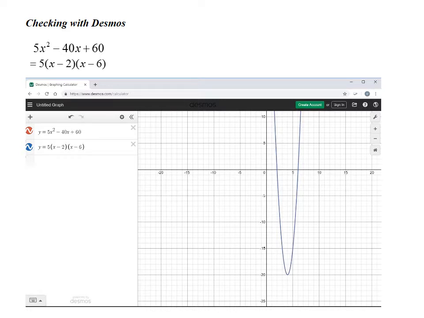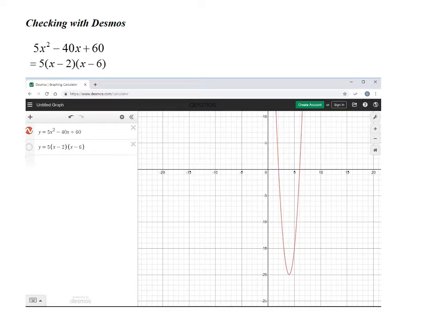So if I turn the blue graph on and off, the factoring example, what I see is that they're overlapping each other exactly as I turn them on and off. So there's the initial expression, 5x squared minus 40x plus 60, and then when I graph the factored form, it graphs exactly on top. So they are representing the exact same thing, just in two different forms. So this is one way to check your factorization.